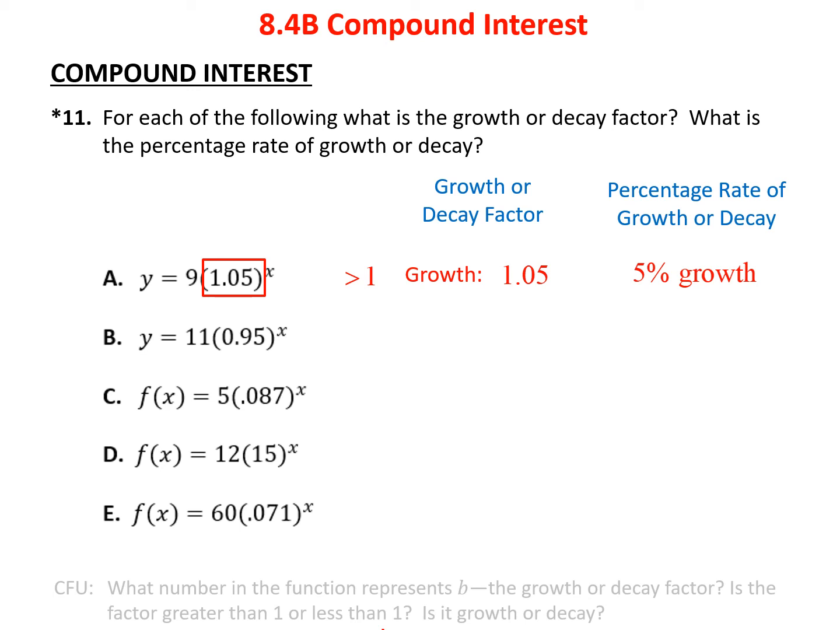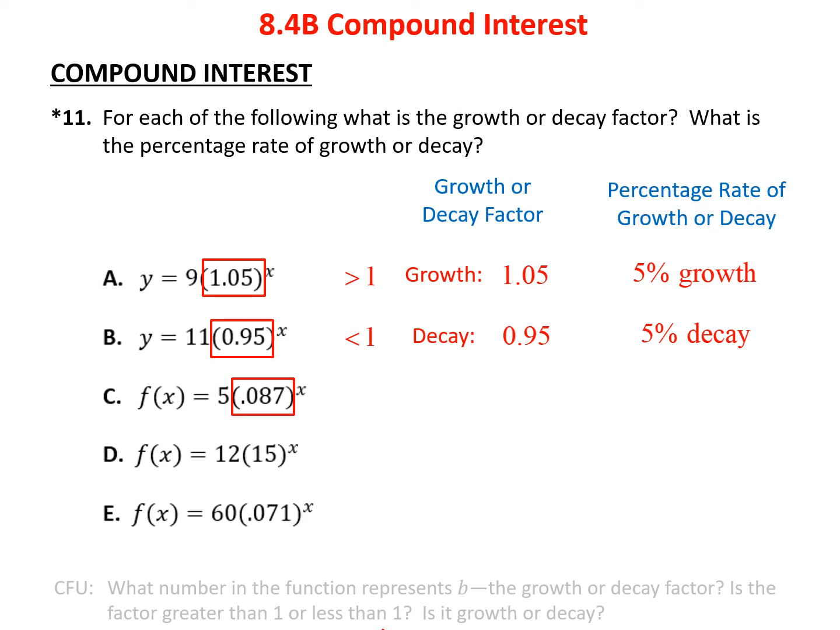On the next one, our factor is 0.95. Now in this case, 0.95 is less than 1, so that makes this decay, and the decay factor is 0.95. So how much is it going down each year? Well, think, if it started at 100%, what is it now? It went down 5%, so this is 5% decay. See, in the first one, how much did it change from 1? It went up 5%, so it's a 5% growth. Here it went down 5%, so it's 5% decay.